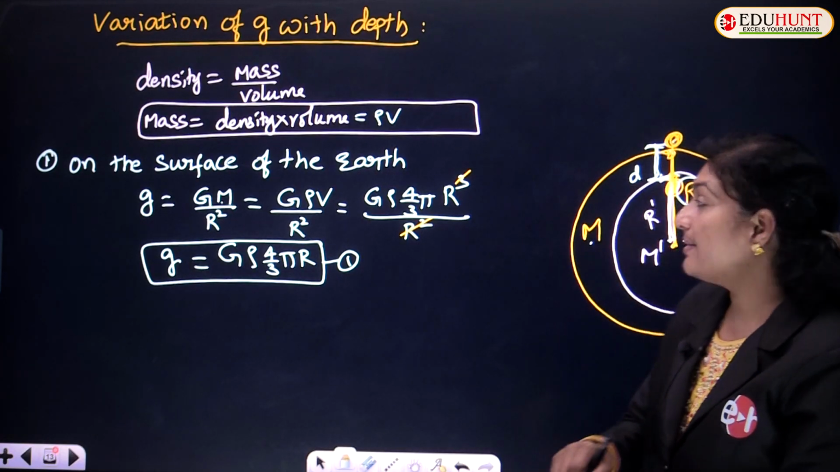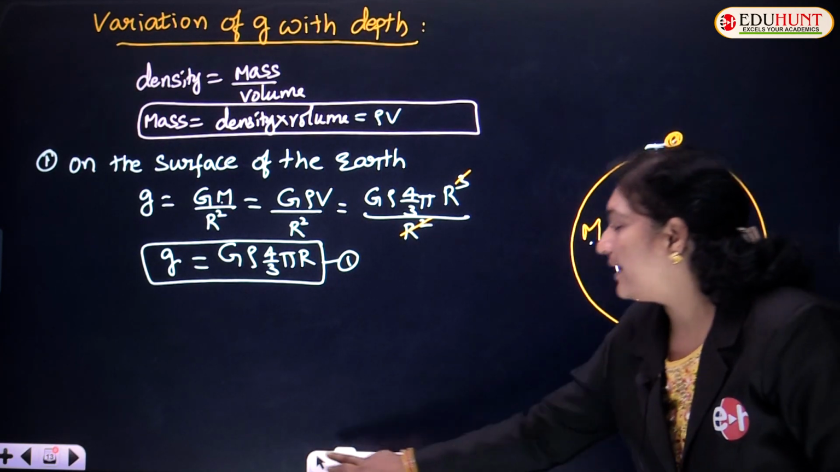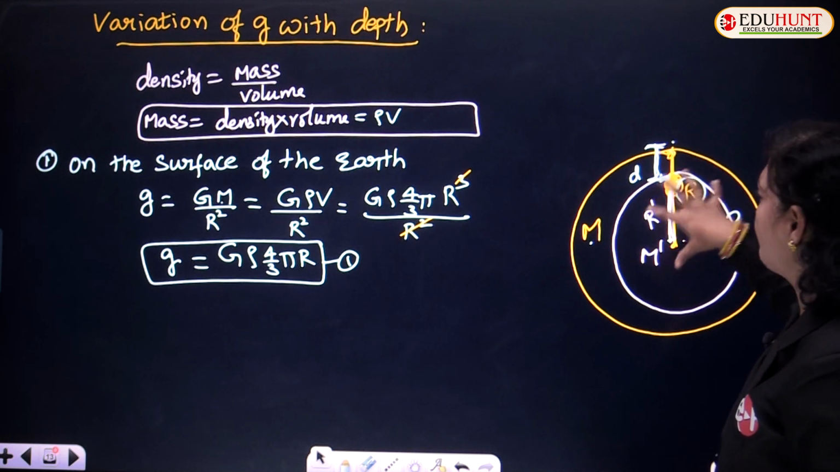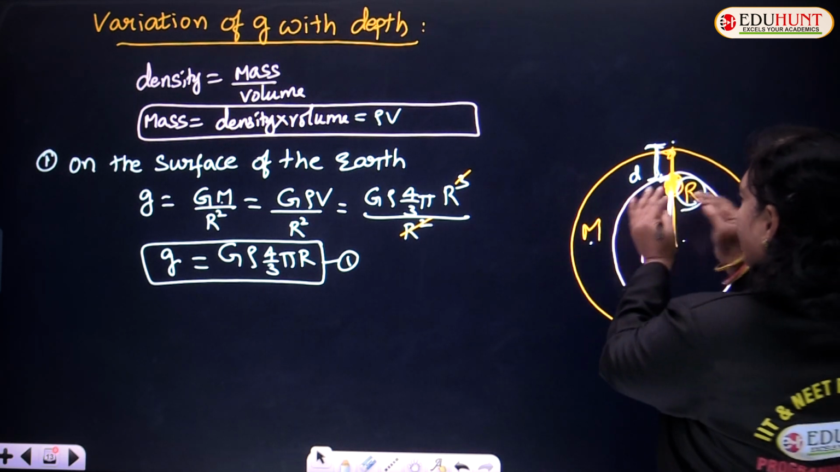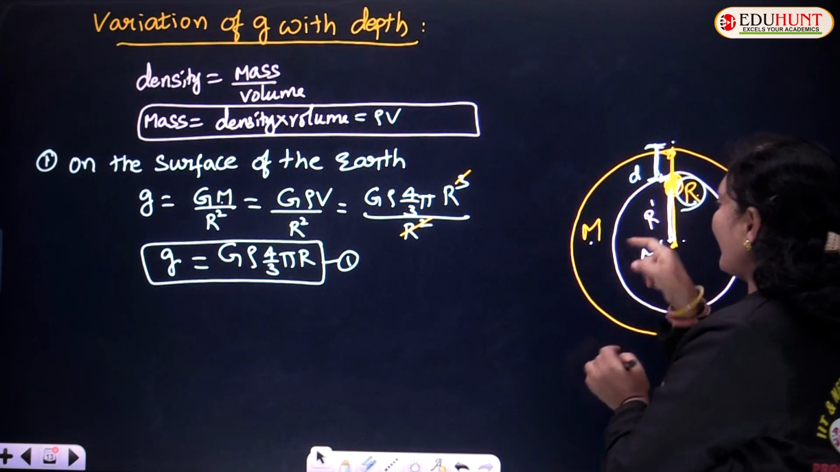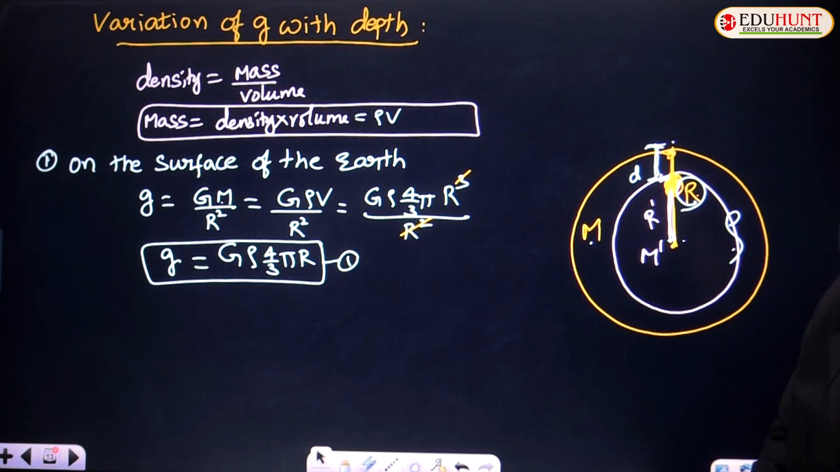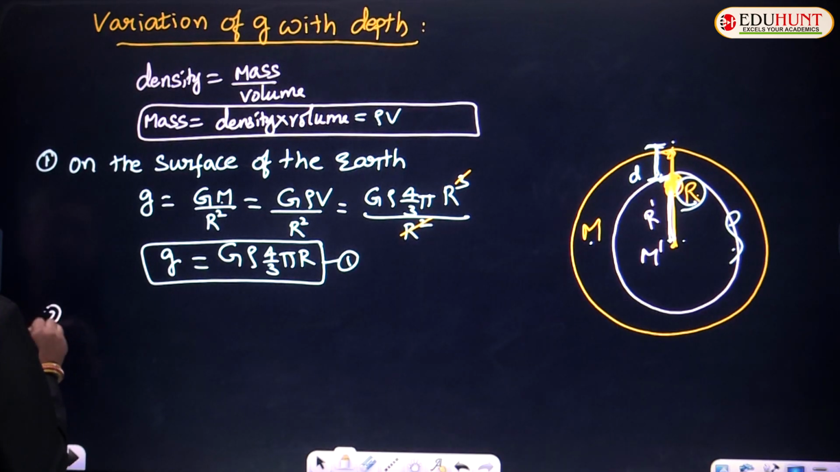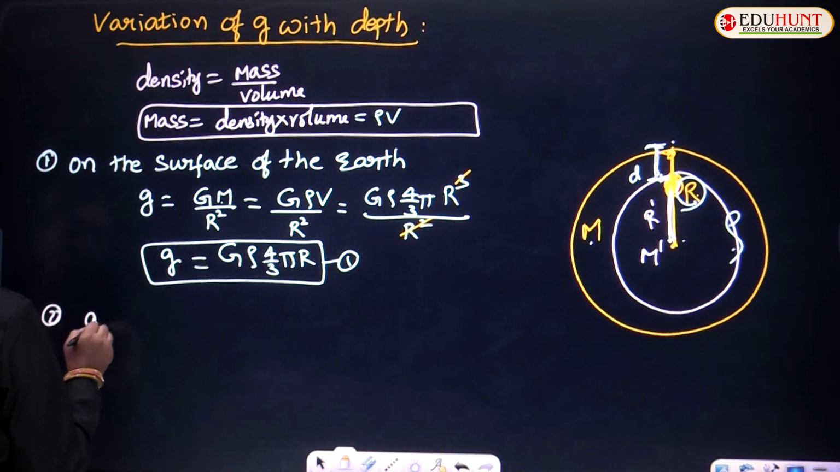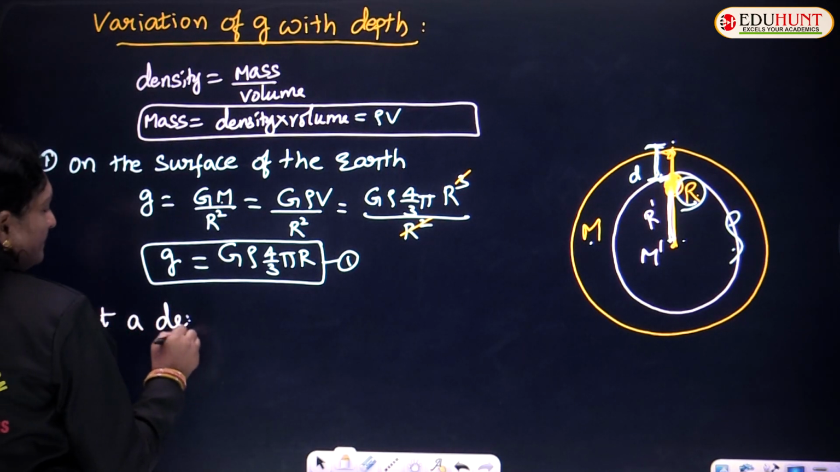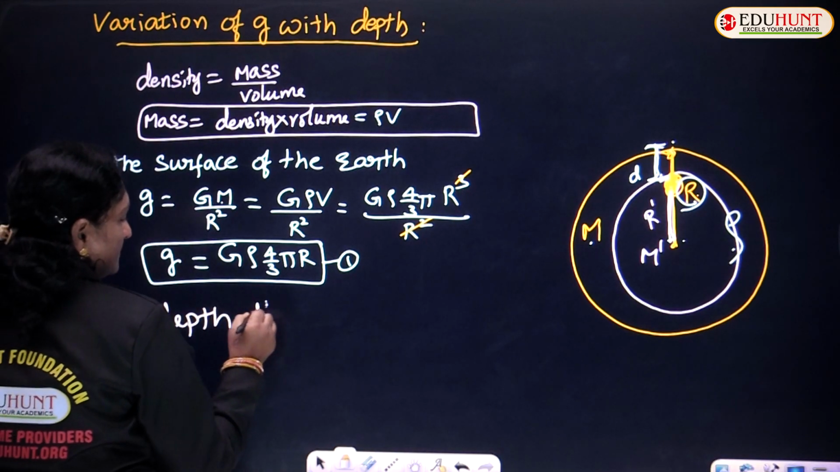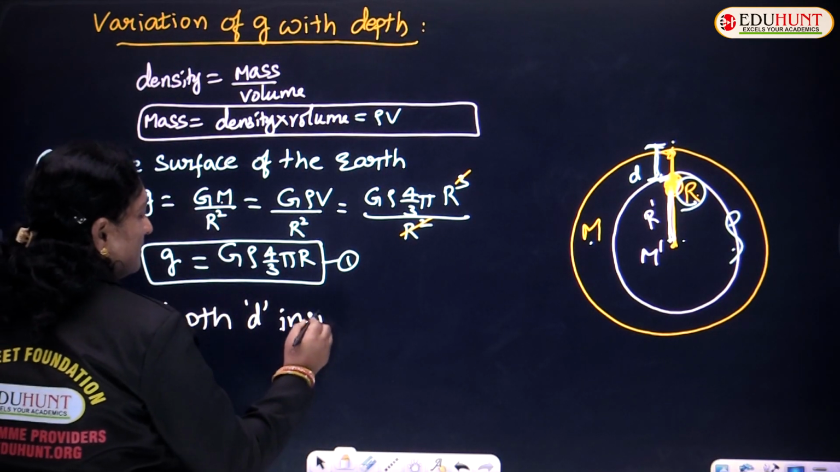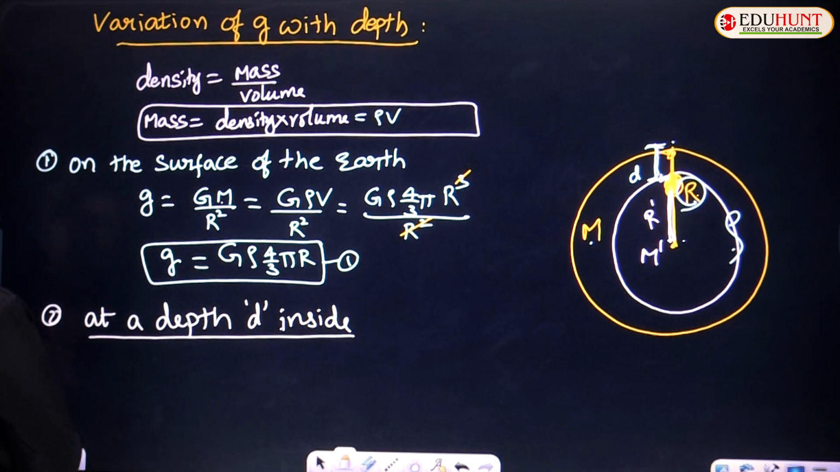Similarly, as the body is taken deep inside that earth, from here to here we have carried, the amount of mass of the earth decreased, only this portion is affecting, and that new mass I have considered as m dash. In that case, case 2, at a depth d inside, how much would this be?